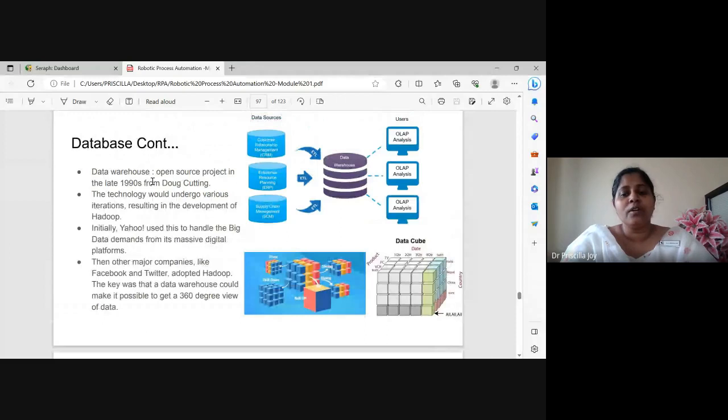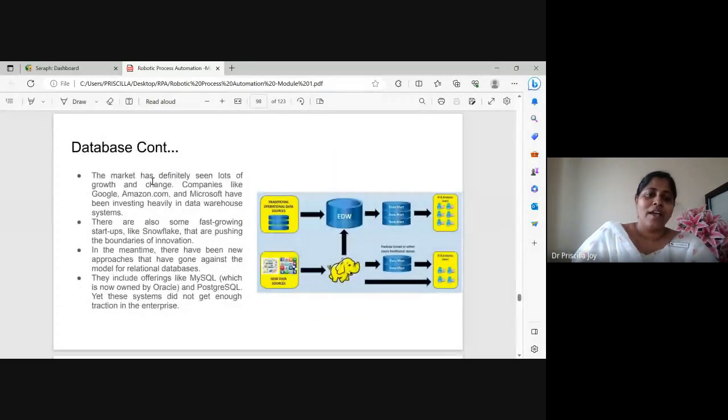Without knowing them, we can't retrieve any data, as we are storing so much data. In addition, the data warehouse is used by major companies like Facebook, Twitter, and Hadoop for handling such data. So we need to know about it.